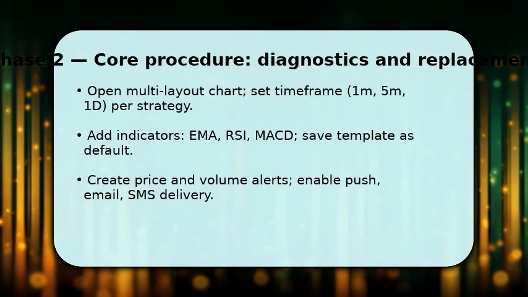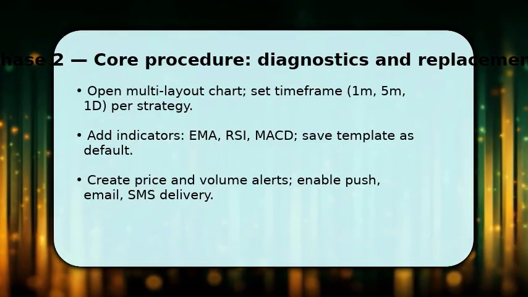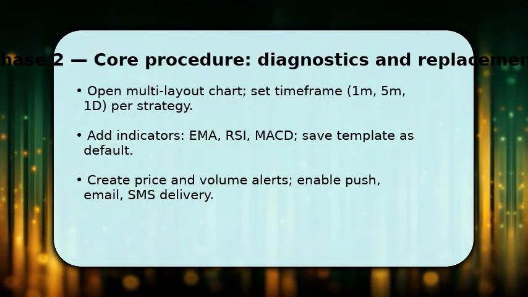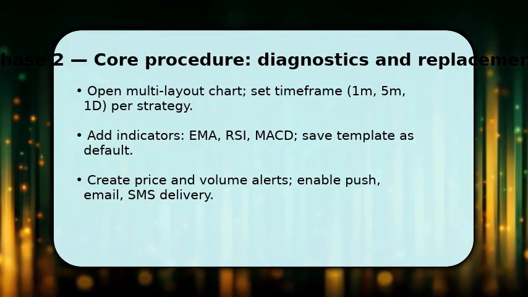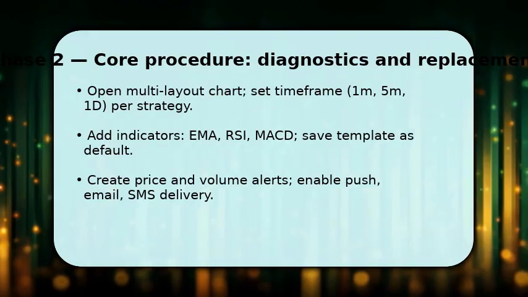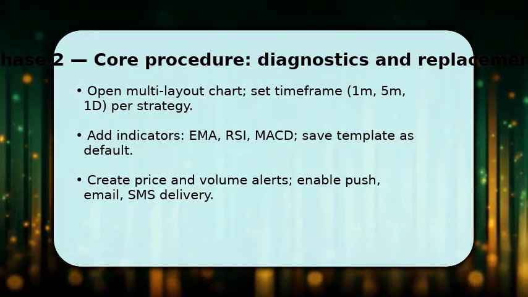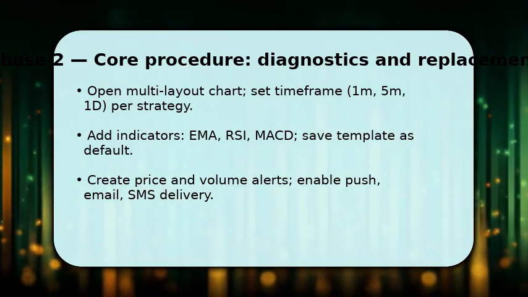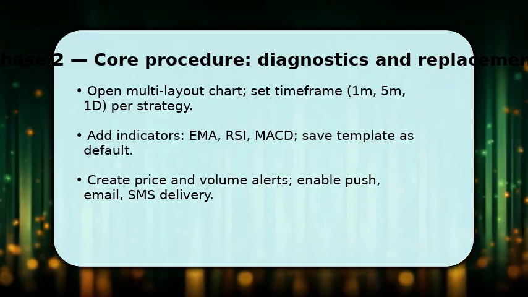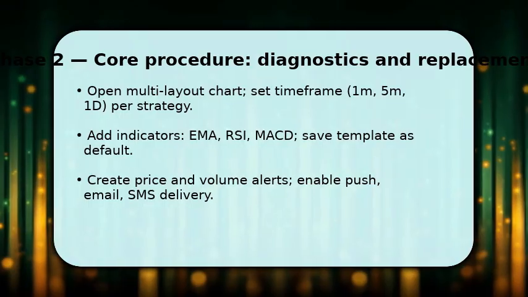You now configure charts and alerts to turn data into decisions. Open a multi-layout chart and set your preferred timeframes, for example, 1 minute for scalping, 5 minute for intraday, and 1 day for swing analysis. Then add indicators such as EMA, RSI, and MACD, tweak lengths, and save the setup as a template so you don't redo it. After that, create precise price and volume alerts with conditions. Enable push, email, or SMS so you never miss a trigger.